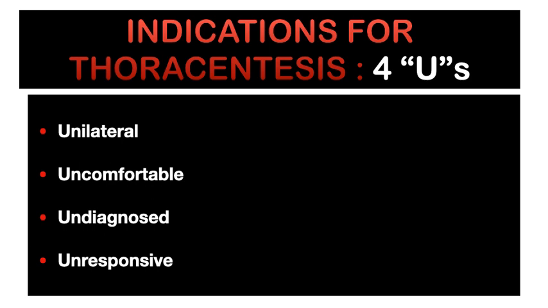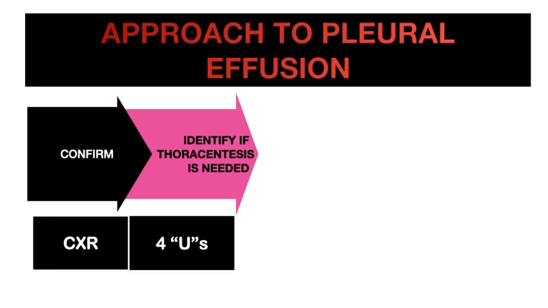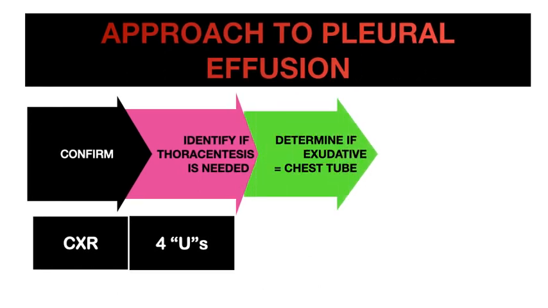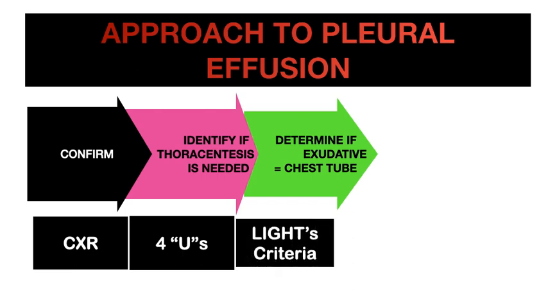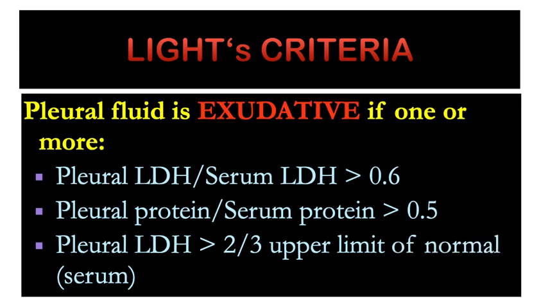Even though it is clear that the fluid is transudative, failure of the medical therapy tells us that there might be infection or a concomitant disease causing the failure of the treatment. Once thoracentesis is done, you have to decide if a chest tube is to be inserted by using the Light's criteria. These are the components of Light's criteria. The pleural fluid is an exudate if one or more of the following are met. Thus, chest tube insertion is indicated.